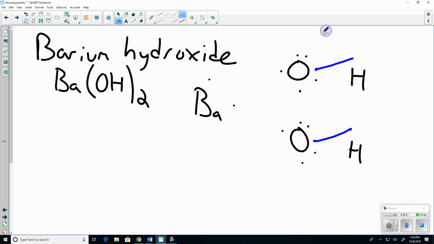Hydrogen with 1 bond is stable, noble gas configuration. Oxygen is at 2, 4, 6, 7. It is 1 shy. The metal then comes and saves the day. It gives, and it gives.